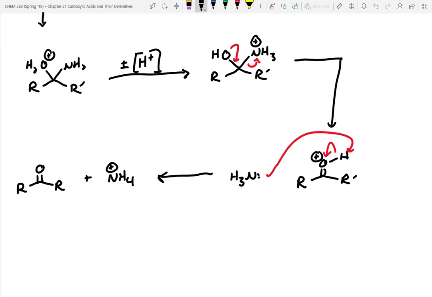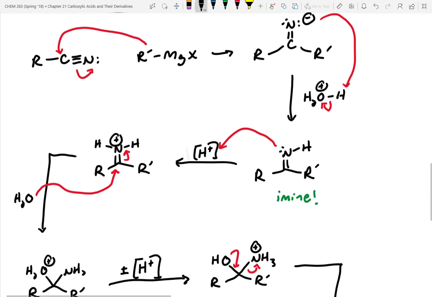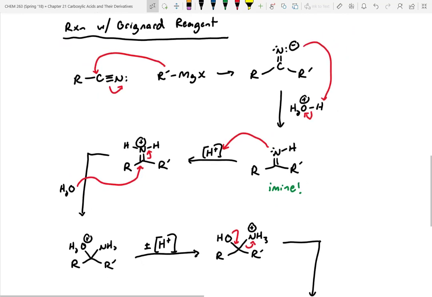So it just follows standard arrow pushing. It just looks kind of crazy when you look at it at first to say, I'm starting out with a nitrile. How do I get to a ketone? Just trust your instincts with that arrow pushing.